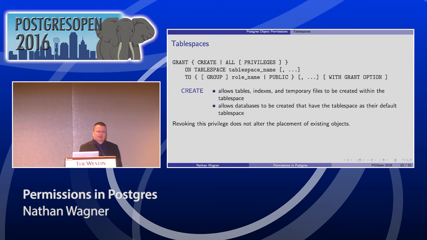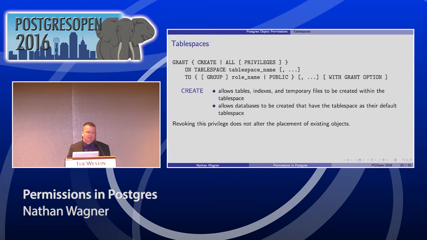Tablespaces. For those who may not be familiar with tablespaces, tablespaces are just a way of naming. Normally, Postgres stores all of its actual underlying data files on the file system, the operating system, in one place, in one directory. What tablespaces are is a way to give a name to some other place on the disks. And in order to put things in those other places on the disk, tables, indexes, temporary files, and so forth, you need create permission on that tablespace itself.